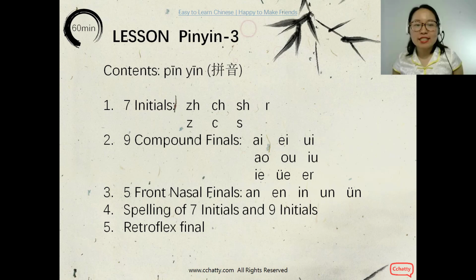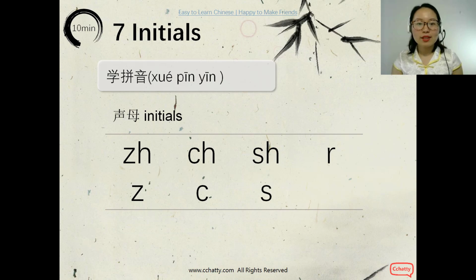Today we are going to learn seven initials and nine compound finals. You learned the single finals before, so the compound finals will be much easier for you. And we will learn five front nasal finals, and we will learn the retroflex final. Actually not difficult. We start from the initials. As I told you before, we don't pronounce initials singly.